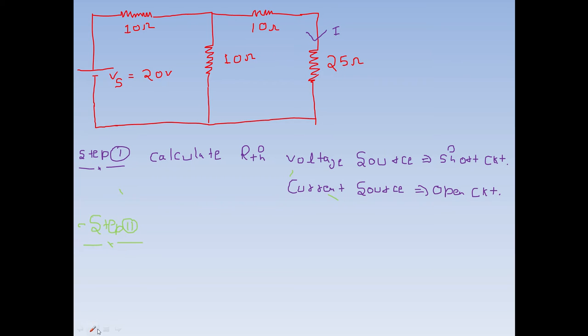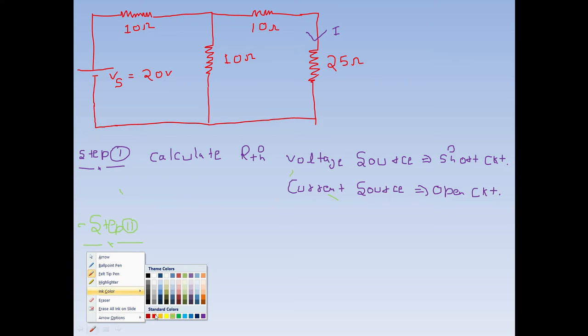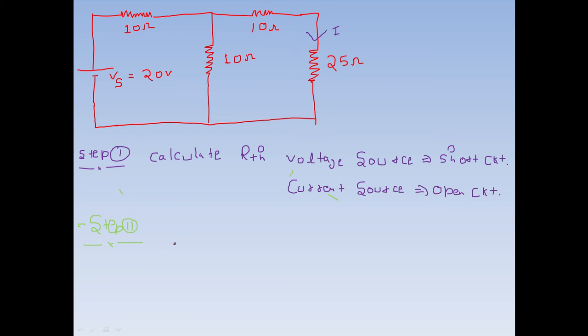In step second, we'll draw the circuit. Here the voltage source should be short circuited. This is short circuited, VS has got short circuited. Now a 10 ohm resistance is there, and then there is another 10 ohm resistance, another 10 ohm resistance, and another 10 ohm resistance.